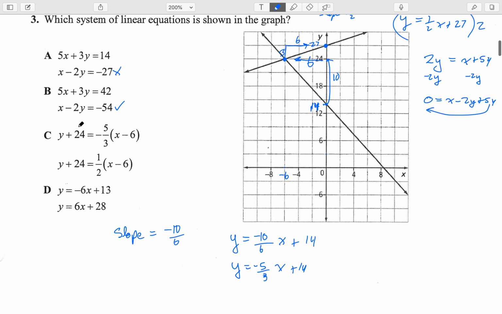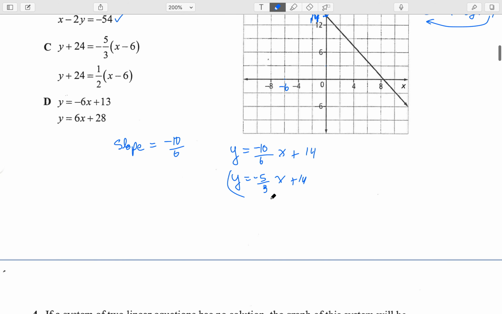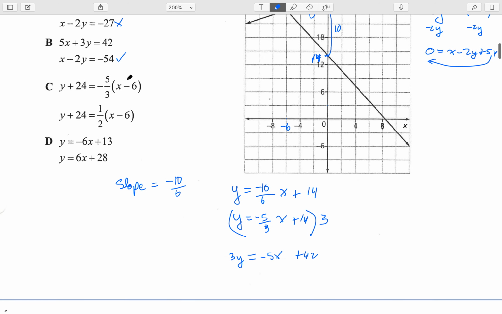I don't see that here. And remember, I thought it could be this one or maybe one of these ones. Let's get rid of the fraction. Let's times everything by 3, right? Because this becomes minus 5x. 14 times 3 is 42. 3y. Oh, I see it now. See that? Watch. If I bring this 5x over, I get 5x plus 3y is equal to 42. There it is. That's the other equation.